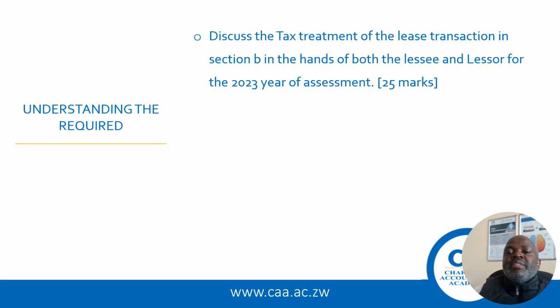So it can easily be 3 or 4 if there's lease payment, lease improvement, lease premium, multiply again by principal, application and conclusion, multiply again by the 3 taxes. So 25 marks becomes a walk in the park. And to make it even better, it then says in the hands of the lessee and lessor.